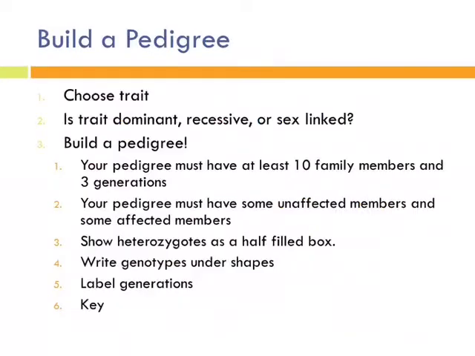Okay, this is the Canvas assignment for this week to build your own pedigree. You can do this using Google Draw, or you can draw it on paper and take an image. But you're going to make a pedigree for any trait you want. You need to have at least 10 family members in 3 generations. And it needs to have some people who have the trait or the disease and some people who don't. Make sure that you show the heterozygous people as a half-filled box and write the genotypes under the shapes. So remember, the genotype is 2 letters, like we just saw on the heterozygous shapes. Big R, little r would be a genotype.